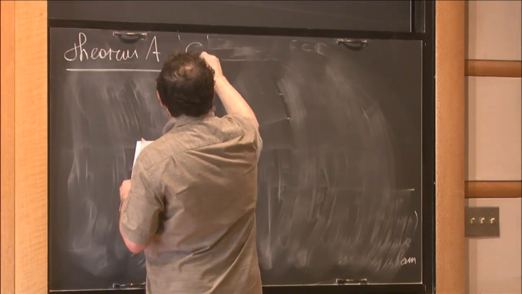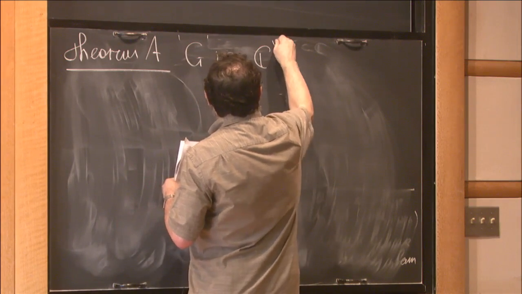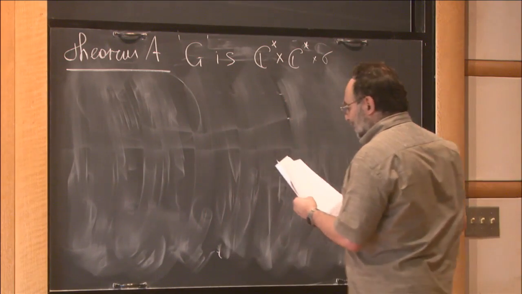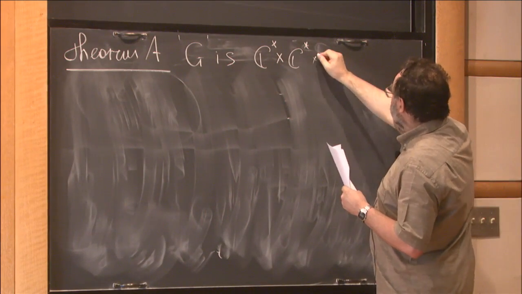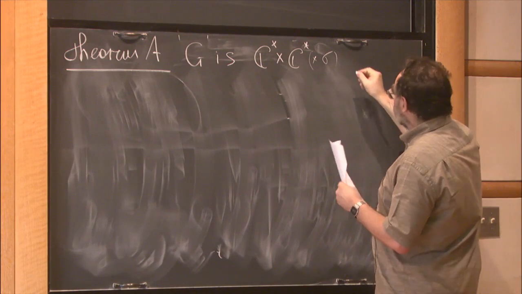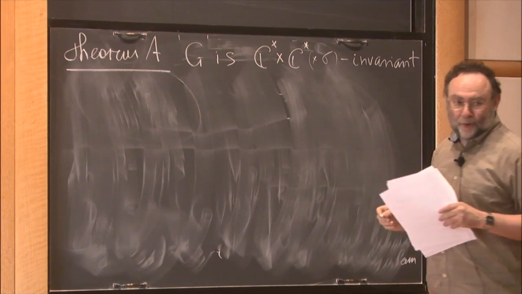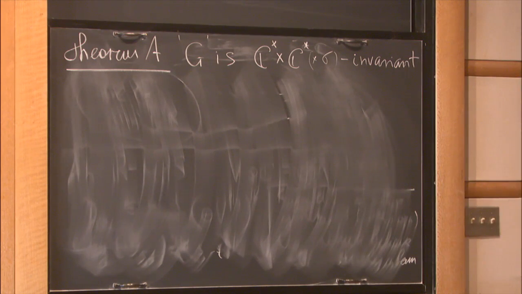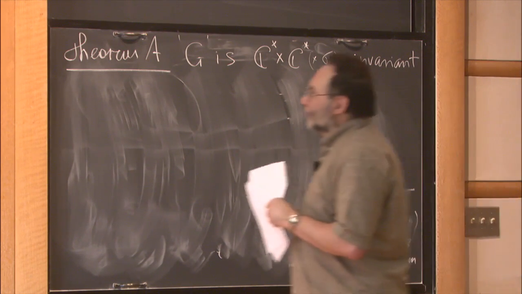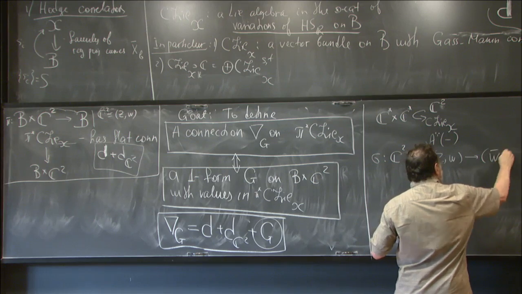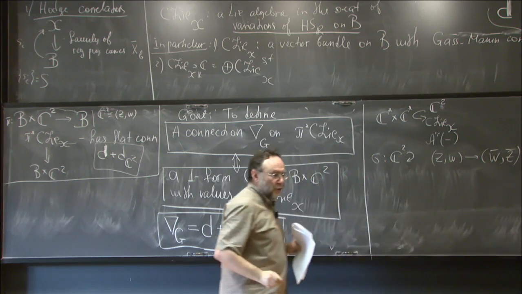Theorem A. This G is C star cross C star, and also cross sigma, Galois group of C over R, which I'm going to ignore for almost all of the time. It's a trivial addition to this. Invariant. It's the Galois group of C over R, complex conjugation. And if I start talking about this, I have to say that sigma acts on C2 by the rule (z, w) goes to (w bar, z bar). So C2 comes with a real structure.